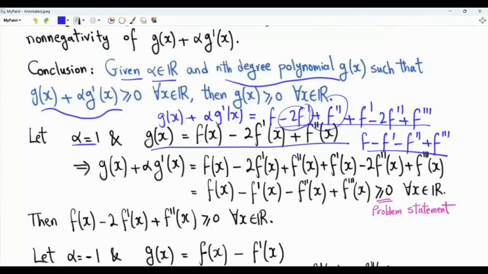If we choose function g to be defined in this way in terms of function f, then g of x plus the real number 1 times g prime of x is non-negative. This is given. By our lemma, the conclusion is that g of x itself is non-negative. F of x minus 2 f prime of x plus f double prime of x is non-negative.